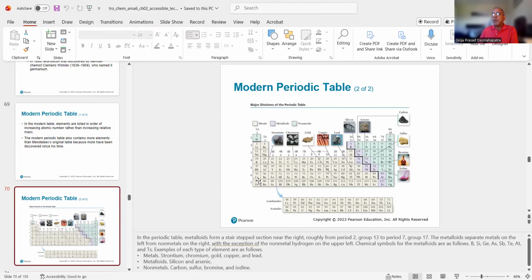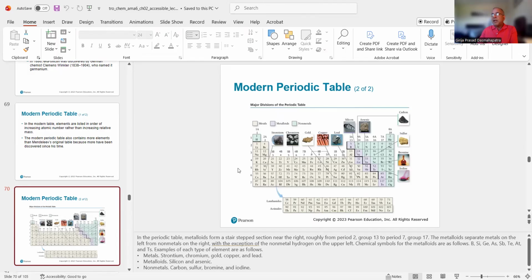The point of discussion is all the elements. Right now we have around 117 or 118 elements known to us. Those elements are arranged in the periodic table in terms of their symbols. For example, hydrogen is H, calcium is Ca, carbon is C, chlorine is Cl, as per their increasing atomic number in groups and periods. This is the modern long-form periodic table.